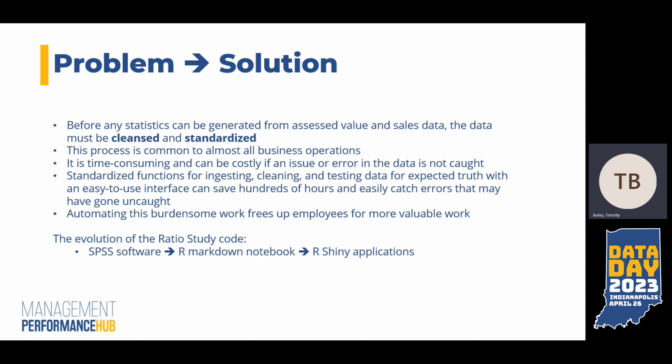So the evolution of the ratio study code, as I mentioned, it was originally run in SPSS software, and then the evolution went to an R Markdown notebook. If you're not familiar with those, it's essentially chunks of code. So you run a chunk of code and then you get output. You can see what the output is, and then you run another chunk, and it's all visible. So when I mentioned high entry cost, that was it, right? You have to be familiar with code. You have to be comfortable running code in this notebook format. So the next evolution was to put all that code behind a user interface in the form of the Shiny application.